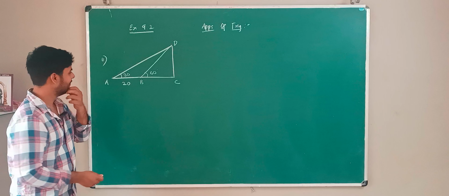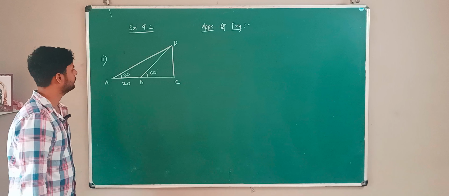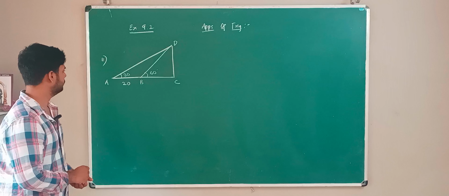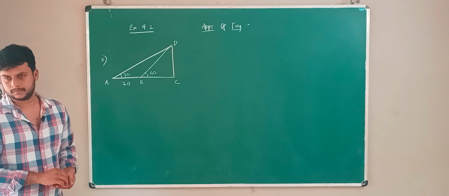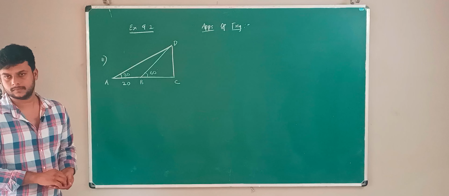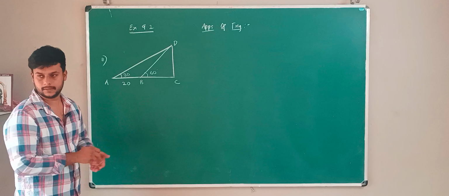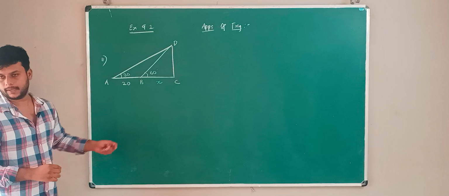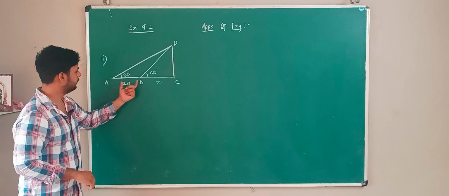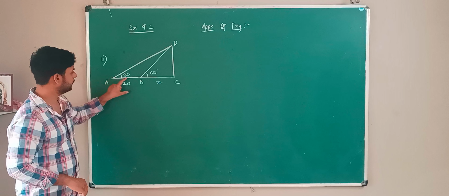From a point on the adjacent bank directly opposite the tower, the angle of elevation of the top of the tower is 60 degrees. From another point 20 meters away from this point on the line, correct. Another point 20 meters away means we took 20 here. We don't know this length, so I will take it as x. They have given me this length, from here to here it's 20 meters, and the angle of elevation is 30 degrees.